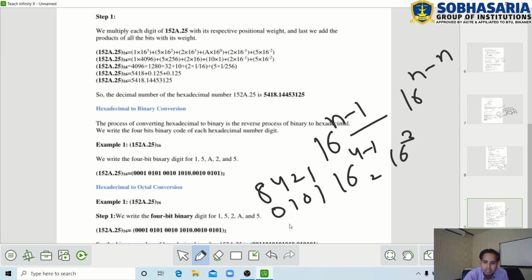2 is written as 0010, and A is 1010. Again 2 is written as 0010 and 5 is written as 0101. So the binary equivalent of this hexadecimal number is this. Now because we only converted this number, the result will be the same, and there is no further requirement to convert this.